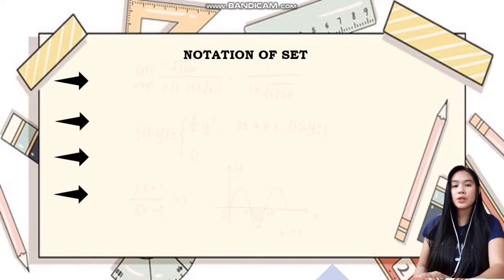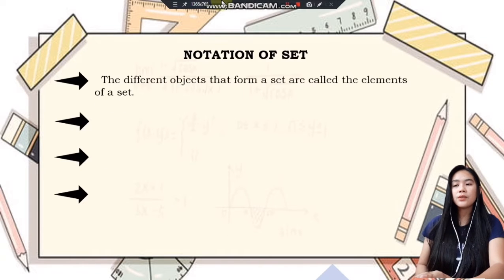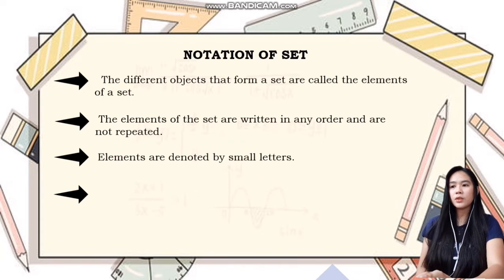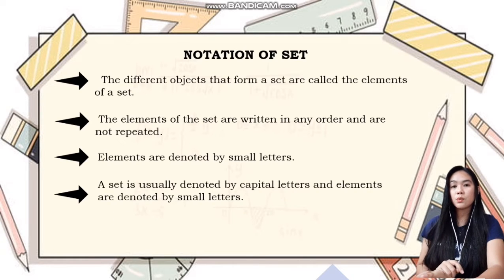So now let's proceed to the notation of a set. The different objects that form a set are called the elements of a set. Ibig sabihin na ang bumubuo sa ating set ay tinatawag na elements of a set. So, number 2, the elements of a set are written in any order and are not repeated. Ibig sabihin, hindi kinakailangan na nakasulat siya in order. Ang mahalaga dito, hindi siya nare-repeat or nauulit. So number 3, elements are denoted by small letters and a set is usually denoted by capital letters.